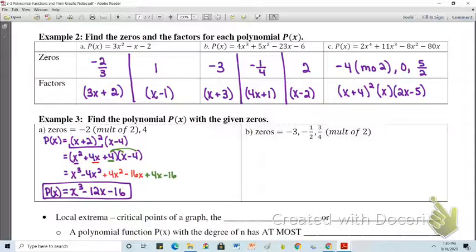Okay, on to B. So again, first things first, I'm going to write it as factors. So it's x plus 3. It is 2x plus 1. And it is 4x minus 3 twice. So I'm going to multiply these two together.